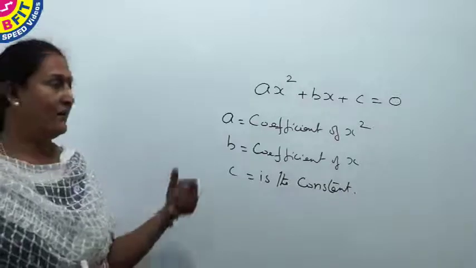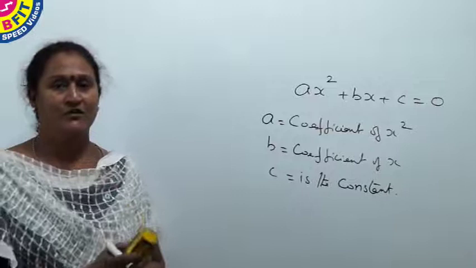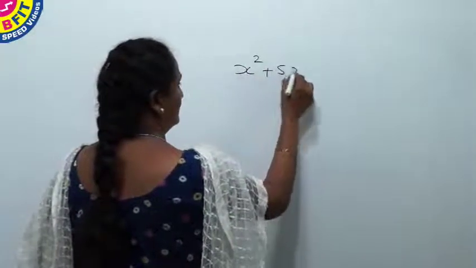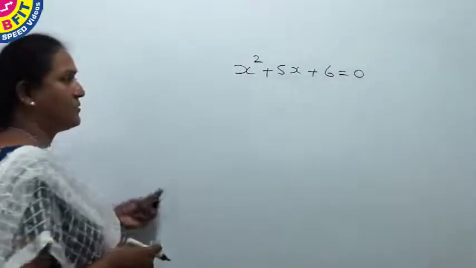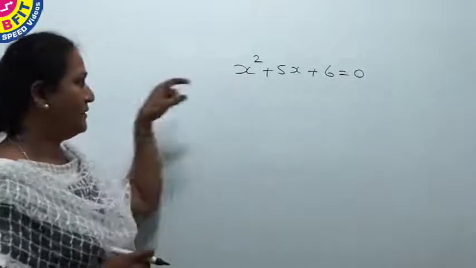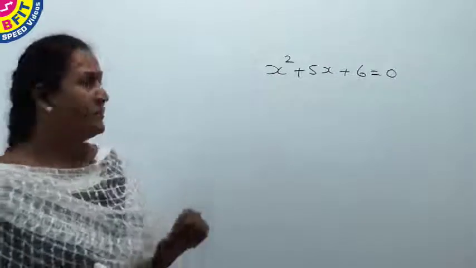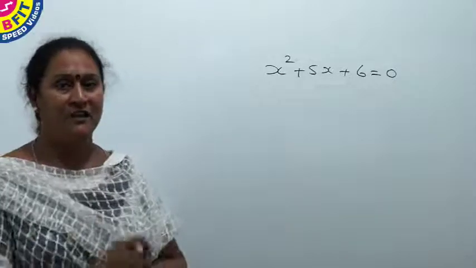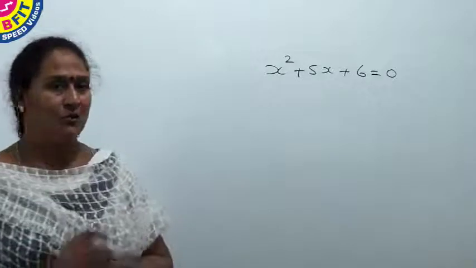So we'll have a simple example and I'll explain how to find the solution for that. x square plus 5x plus 6 equal to 0. It's a quadratic equation where highest power is 2 and we'll have two solutions for this. According to the degree, the number of solutions occurs. If it is a linear equation, you will have one solution. If it is 2, you get two solutions.